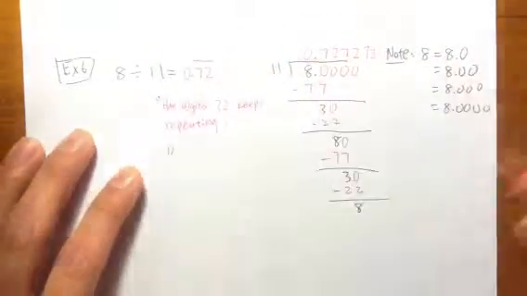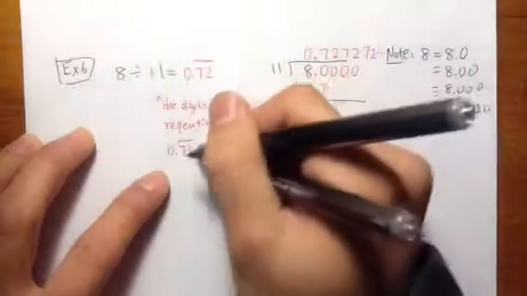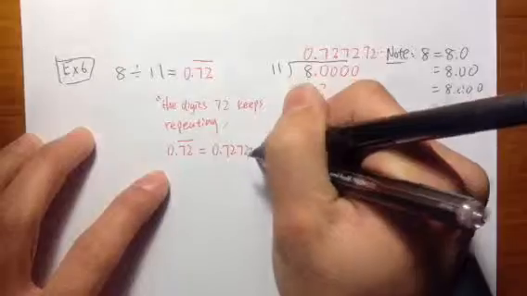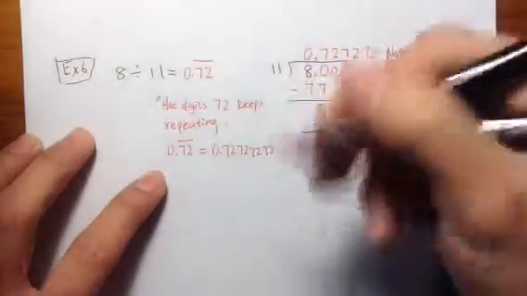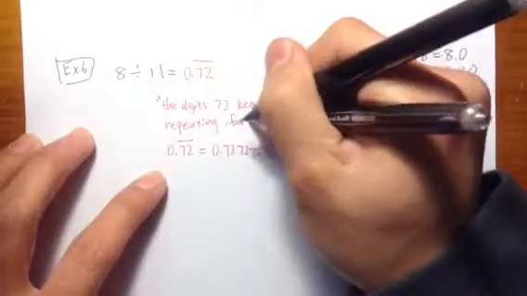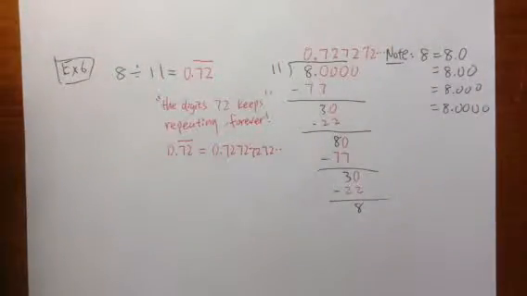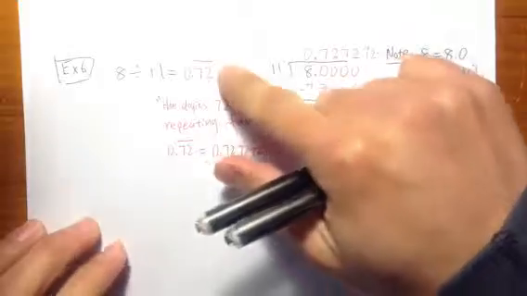So the symbol 0.72 with a bar on the top represents 0.72727272 dot dot dot. It keeps repeating forever. So this is one way to write the answer: 0.72 with a bar across the 7, 2.